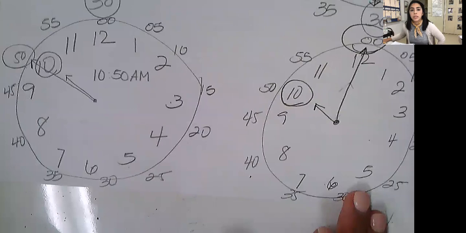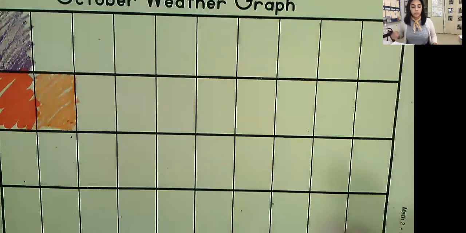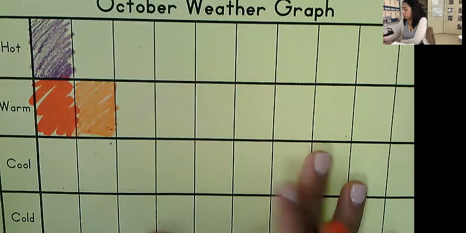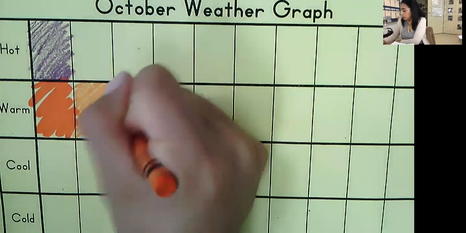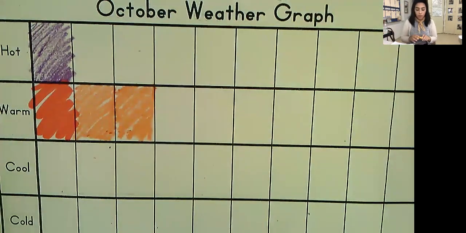Okay, now that we are done, take out your weather graph. Today is gonna be another cool day. It's just been cool, cool, cool. Sorry, it's not gonna be a cool day. It's gonna be a warm day. Color that in. Once you're done, put that away. We'll begin.